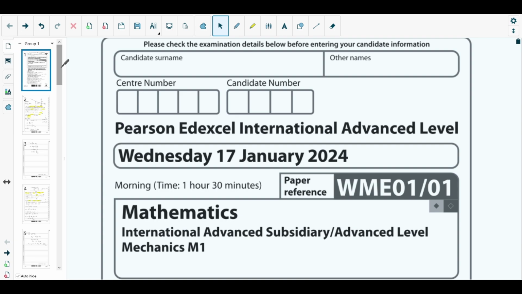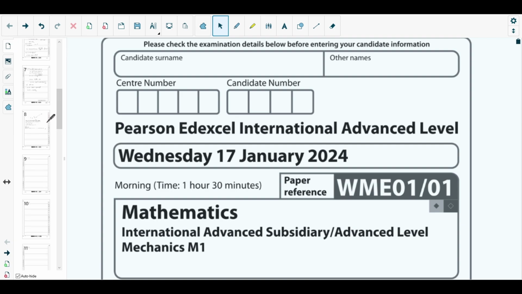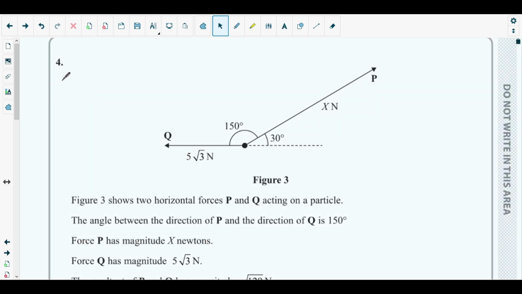So let's see what question number 4 from this paper is about. The concepts behind this question are from statics, which is discussed in chapter 7 of your Mechanics 1 textbook. In order to solve this question, you should definitely have an idea about the concepts discussed in chapter 7, that is statics, of your textbook. So let's get started with question number 4.